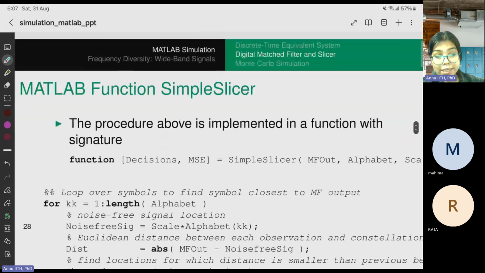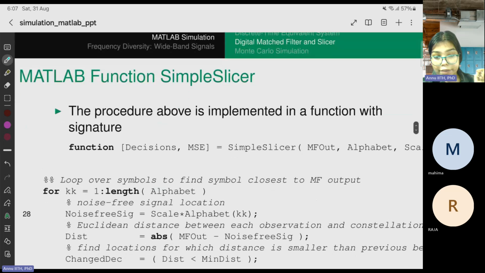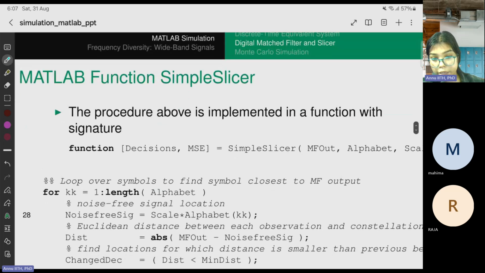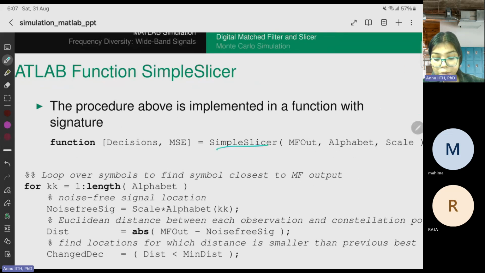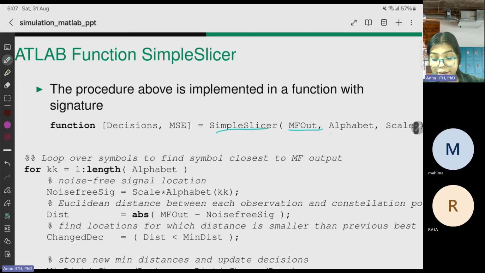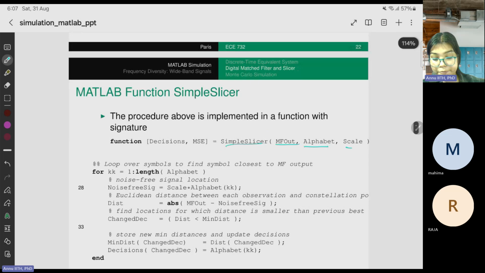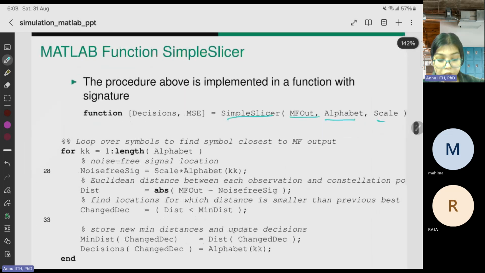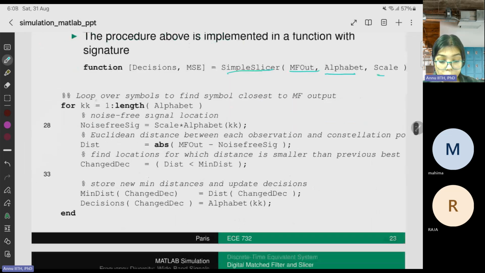Now let's see the MATLAB function for the simple slicer. First of all, it is giving decisions, and also it is giving the mean square error. So these are the outputs. The name of the function is simple slicer. What will be the inputs? It will have MF out, alphabet, and scale. These are the inputs. So we have to loop over symbols to find the symbol closest to the MF output, so the noise-free signal location.